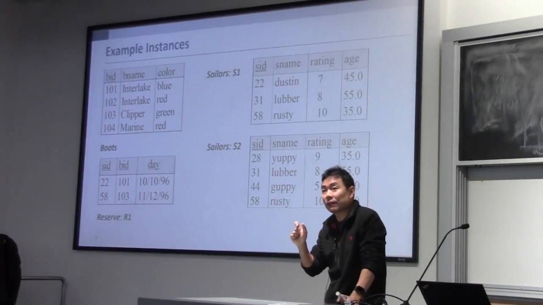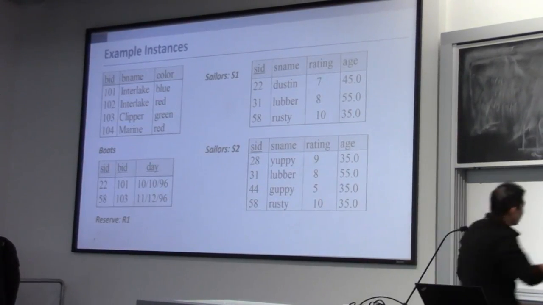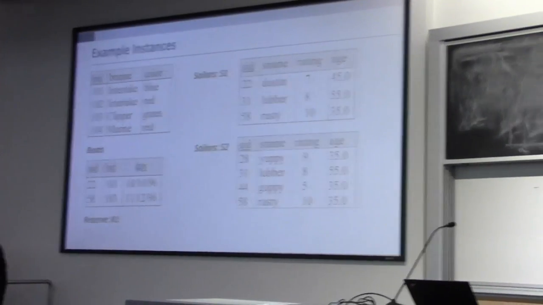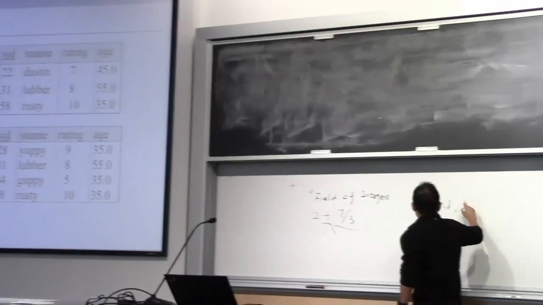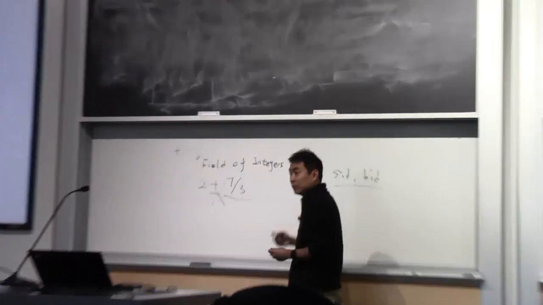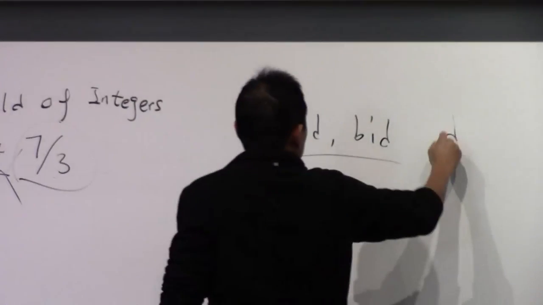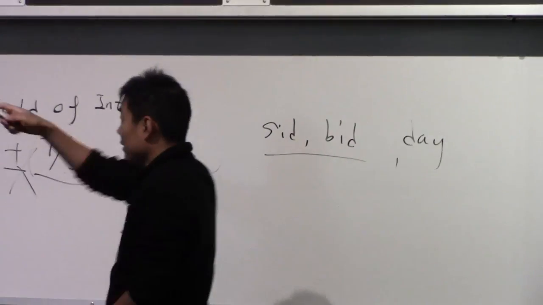What's the implication of that? In particular, what's the difference between that design and if I simply use this as my primary key? Can someone tell me the difference? What's the difference between this and that?